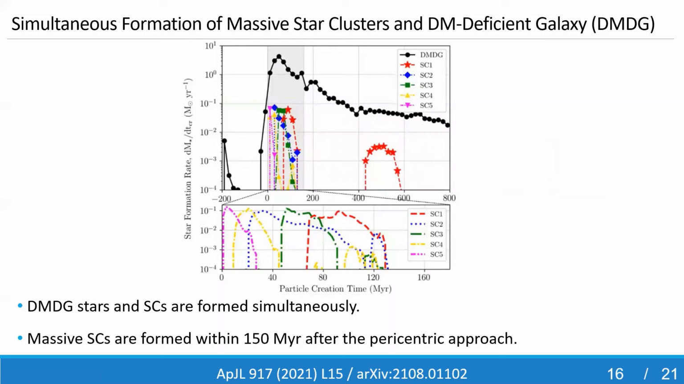And this figure shows that DMDG stars, black lines, and star clusters, colored lines, are formed simultaneously within 150 mega year. So we can say that massive star clusters and the DMDG formed simultaneously during the high velocity collision.